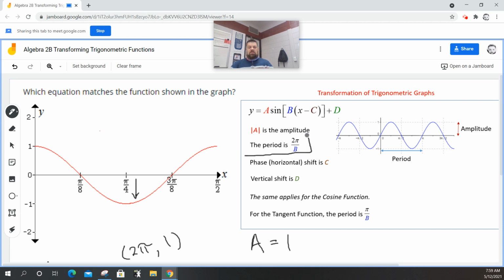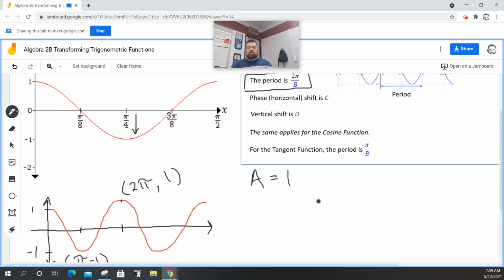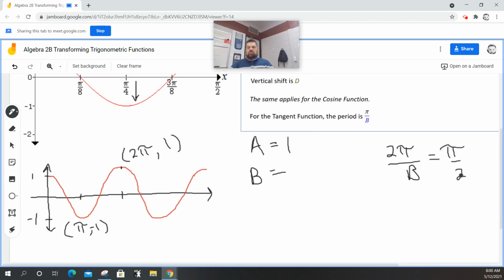Remember that the period is 2 pi over B. So the period for this is pi over 2. So in other words, to find B, we have to say that 2 pi over B is equal to the period, and the period for this thing is just pi over 2. Now, what we got to do is cross multiply here.